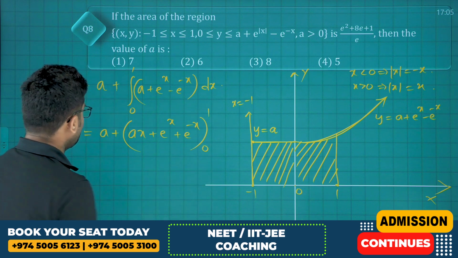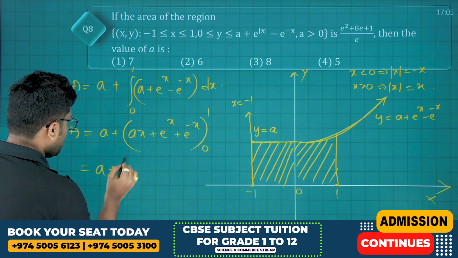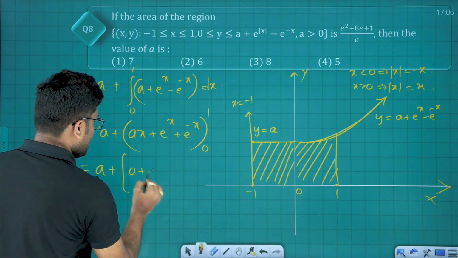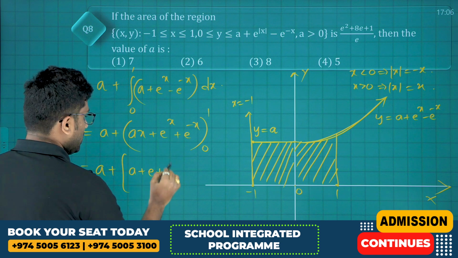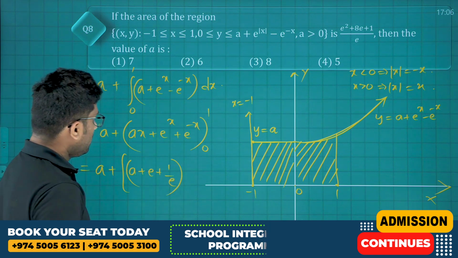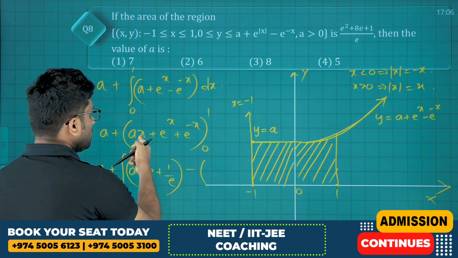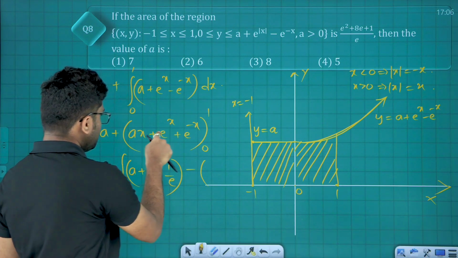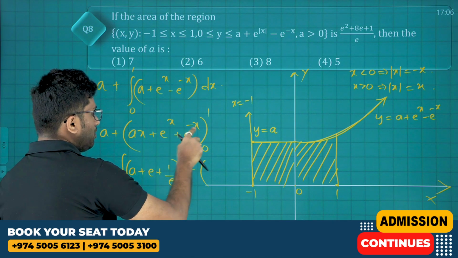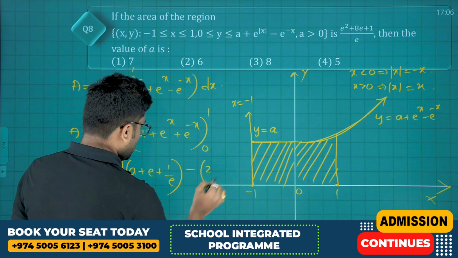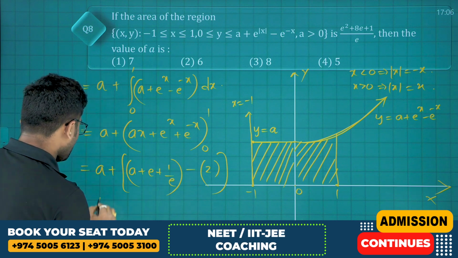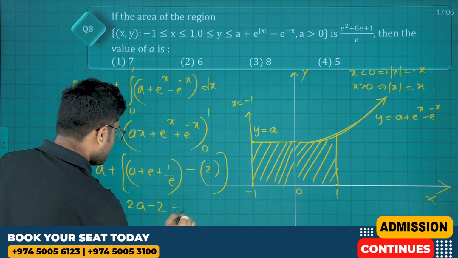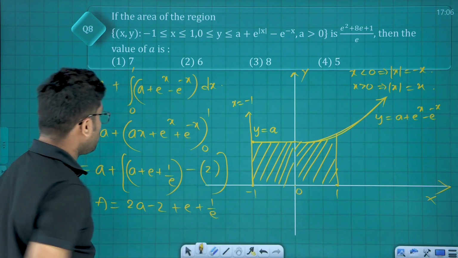0 to 1. So a plus, if you put 1, a plus e plus 1 by e. Okay, and if you put 0 minus, if you put 0, e power 0 is 1 plus 1, which is 2, guys. So required area is equals to 2a minus 2 plus e plus 1 by e. This is what we have.